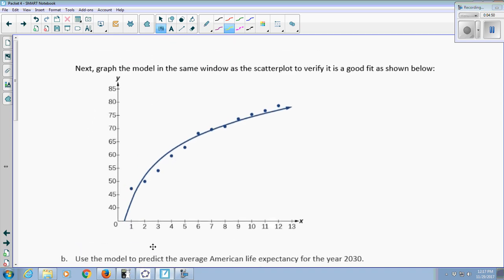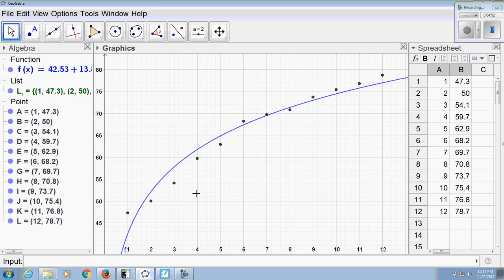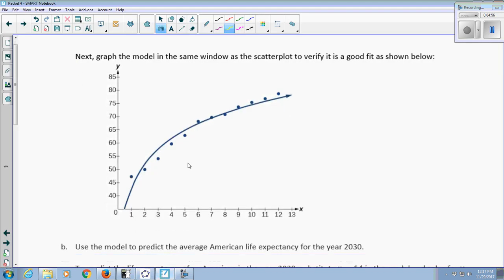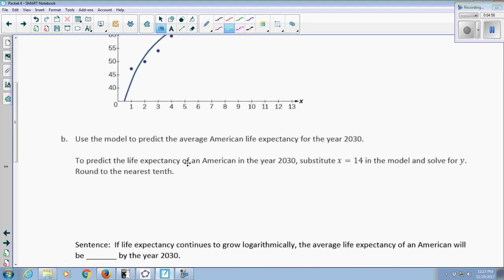So graphing the model in the same window as the scatter plot, we've already got that done. It looks like a pretty decent fit. And we want to use the model to predict the average life expectancy in the year 2030. So that would be x equals 14.